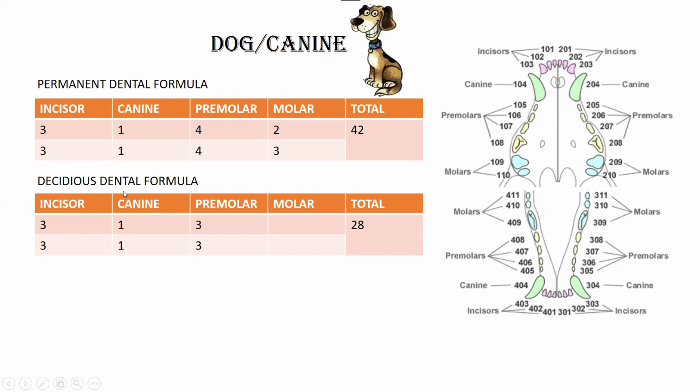Next is the deciduous dental formula. It's the same, but you have to switch the numbers 5, 6, 7, 8. And for the lower arcade of the permanent, 3, 1, 4, 3: again, 3 incisors, the canine, then the premolars, and then the molars. So let's move to the next.